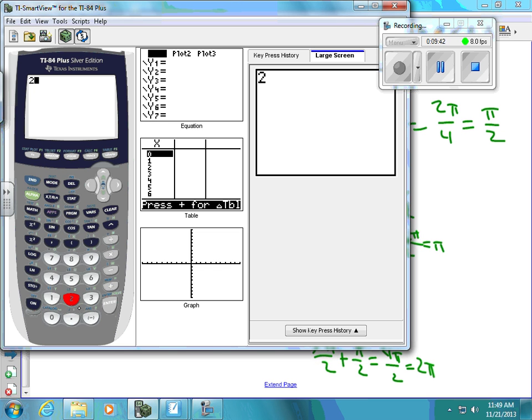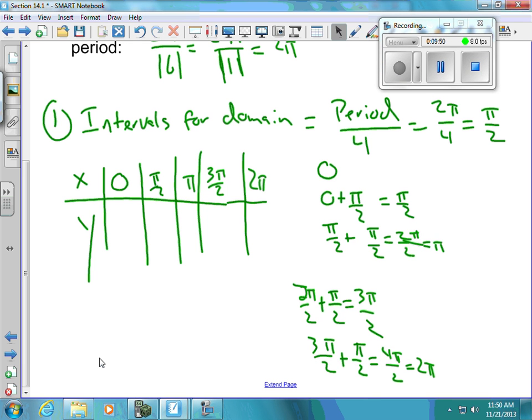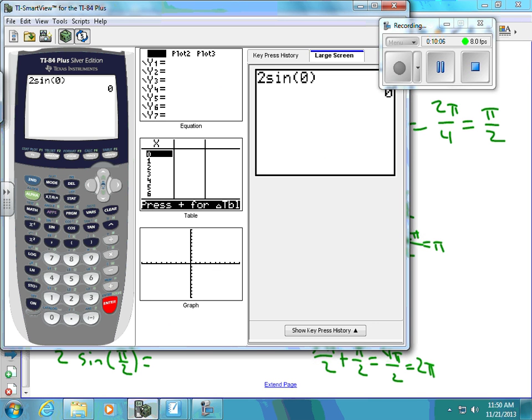So 2 times the sine of 0. We get 0. So we're going to plug these in. 2 times the sine of 0 is 0. So that's our first output. Then we're going to do 2 times the sine of pi over 2. What do we get when we do 2 times the sine of pi over 2? We get 2 as an output.